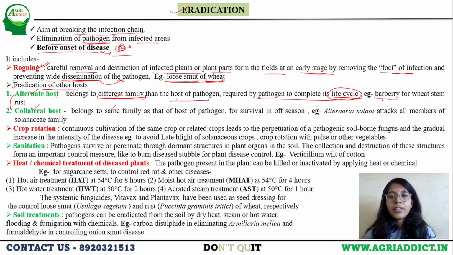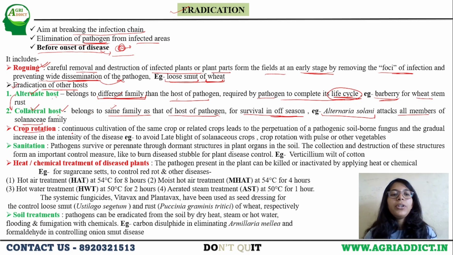Example, the barberry. It is the alternate host for the wheat stem rust. And what is a collateral host? It belongs to the same family as that of the host of the pathogen. It is required by the pathogen to survive during the off season. That is, when the main host of the pathogen is not available, it harbors the collateral host to survive during the off season. For example, Alternaria solani attacks all the members of the Solanaceae family, like potato and tomato.